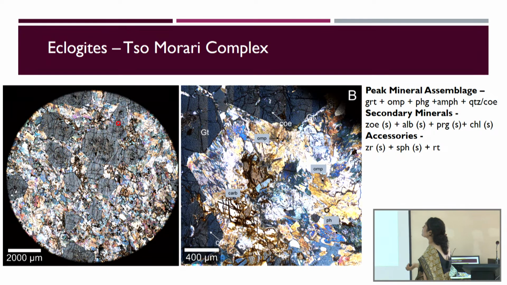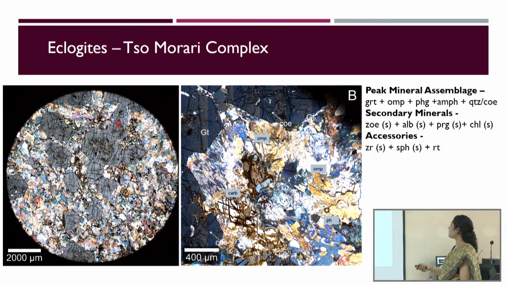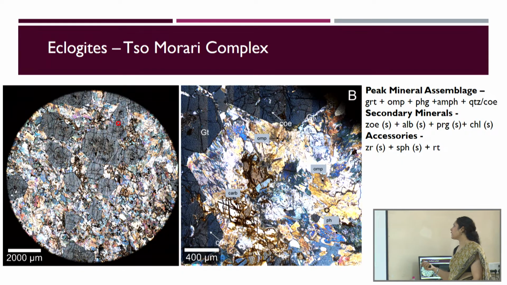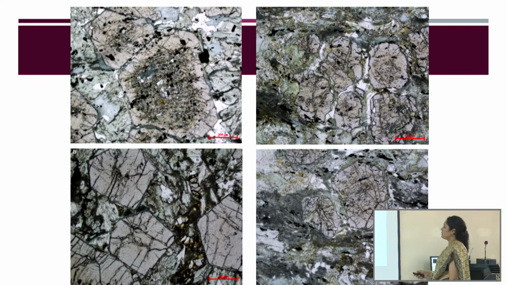We have a lot of secondary minerals like the zoisite, the epidote group mineral. We have the feldspar, we have the pyroxene, we have the chlorite, and then we realized that these are actually retrograde products. They're not the primary peak UHP products. Okay, so typically garnet, omphacite, phengite, amphibole, and at places quartz and coesite. Okay, this is how they look.